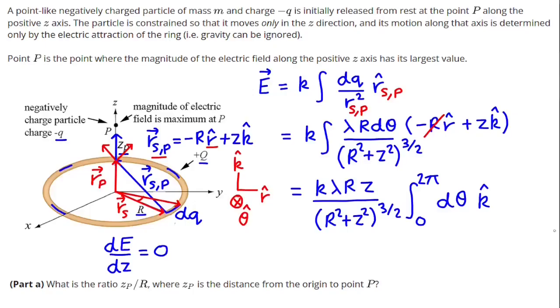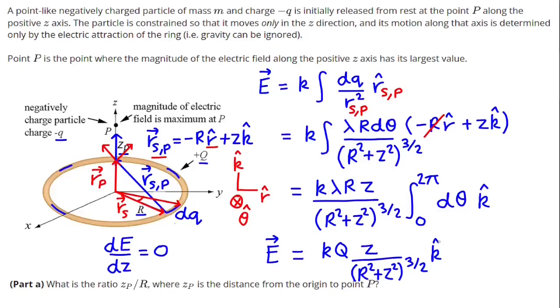Now if we evaluate the integral and write the linear charge density as the total charge on the circumference of the ring, then we get kQ on 2 pi r times 2 pi r, which cancels, and z on r squared plus z squared to the 3 on 2. So that's our electric field in the k direction.